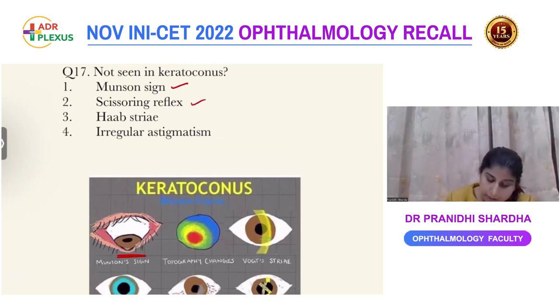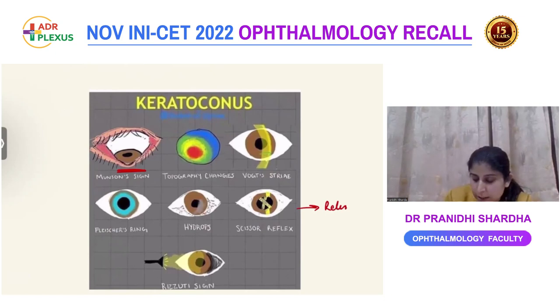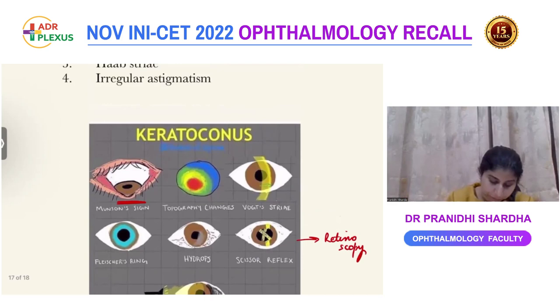Next is the scissoring reflex. It is a type of retinoscopy change. We see it on retinoscopy because of the oblique type of astigmatism found in keratoconus. Scissoring reflex is a feature of keratoconus.